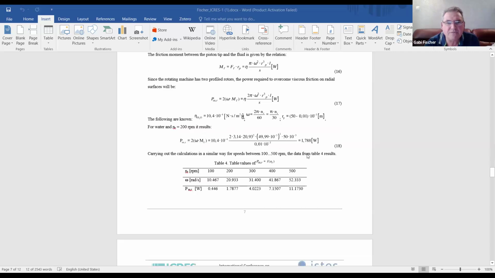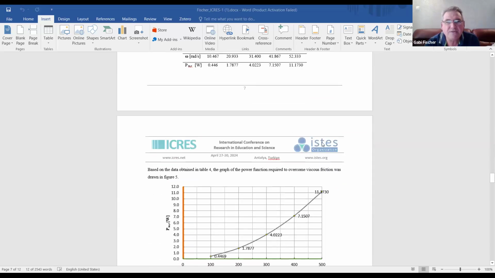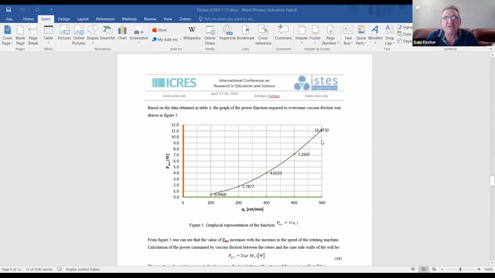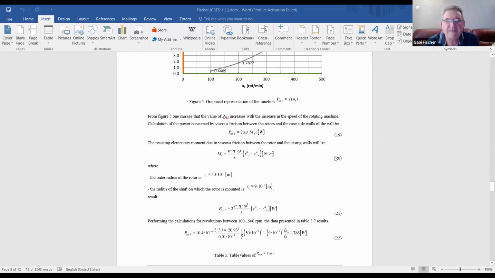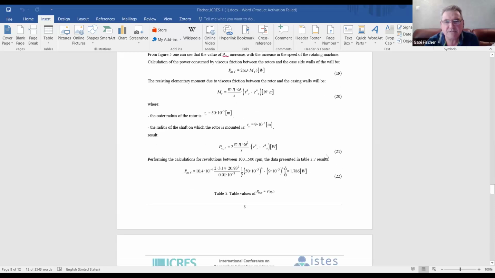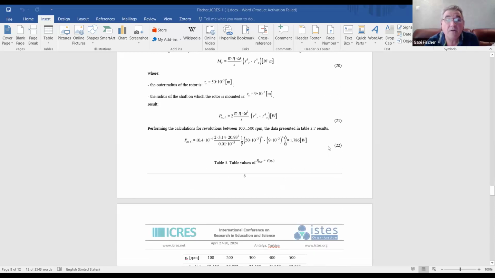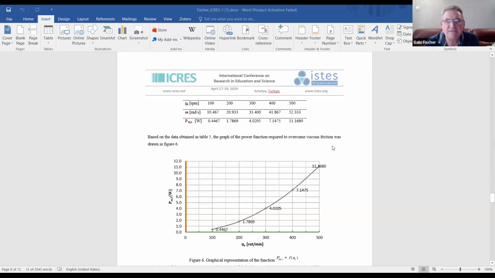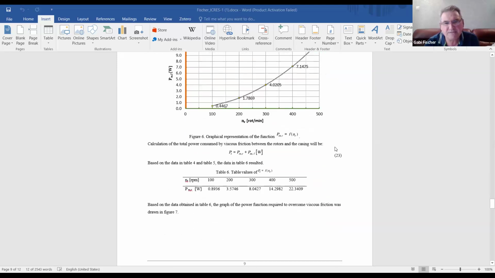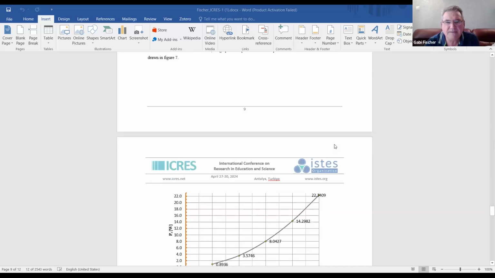So after all those calculations, we obtain, as shown in this table, the graphic of the power function required to overcome the friction. Other calculations were performed for the revolutions of the rotors. As shown, it's a lot of math here.